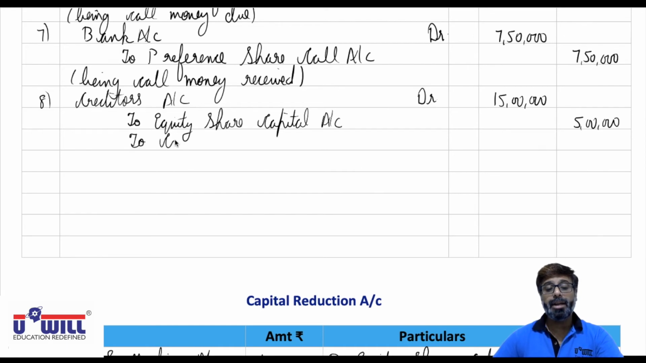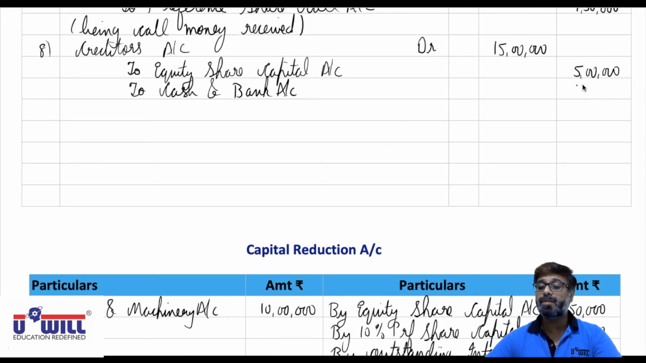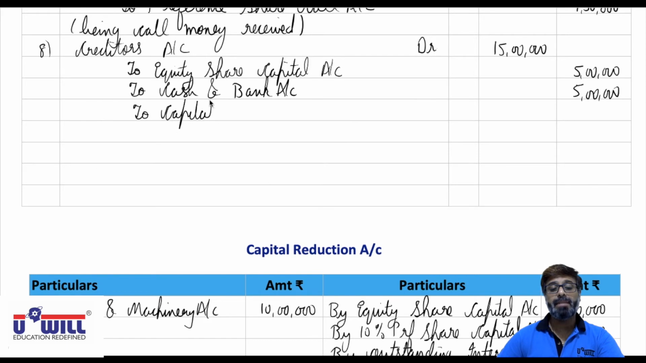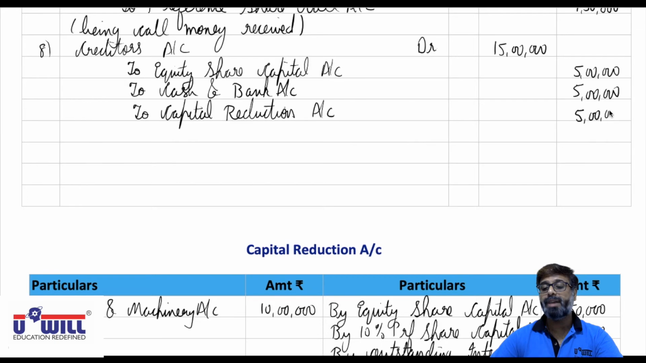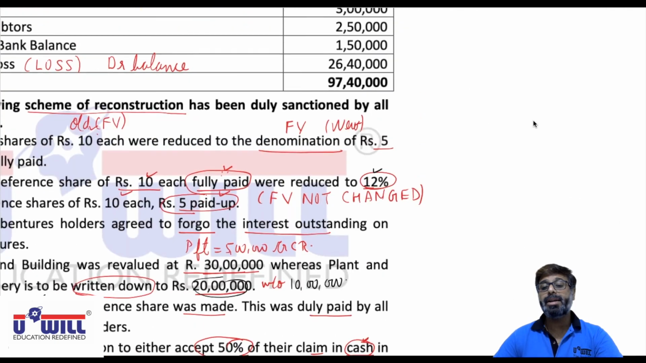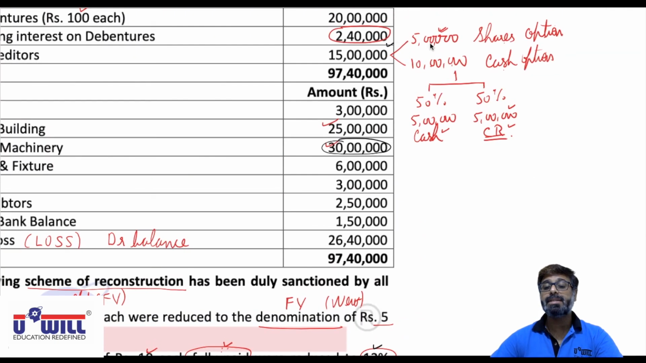And the remainder goes to cash and bank account. Out of the remaining 10 lakhs, only 50% we are going to pay in cash in full settlement, that is 5 lakhs as we discussed, and the remaining 5 lakhs, what they sacrifice in full settlement, will be transferred to capital reduction account. So to capital reduction account, the remaining amount of 5 lakhs. I repeat: creditors account we will debit with the full 15 lakhs, to equity share capital 5 lakhs, to cash and bank 5 lakhs, to capital reduction 5 lakhs.